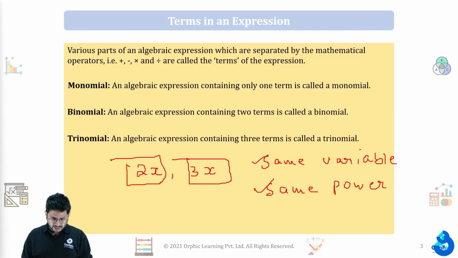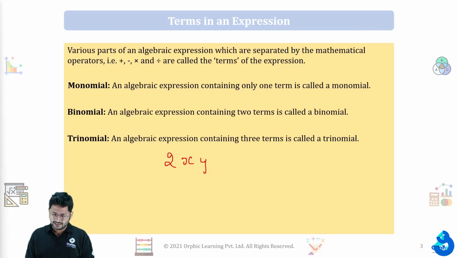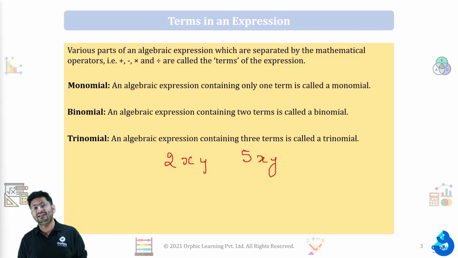Let's try to take another example and understand it more clearly. For example, 2xy and 5xy. In both the terms, there are same variables x and y, and both the variables x and y have the same power of 1 in both the terms. So both of them are like terms.